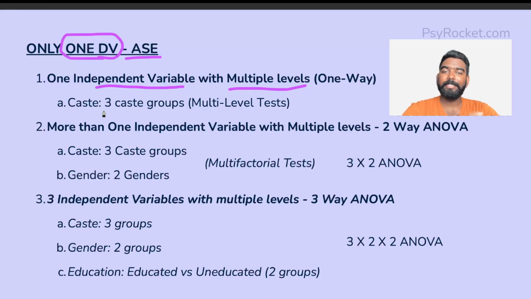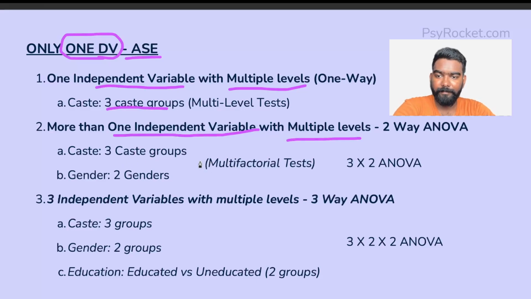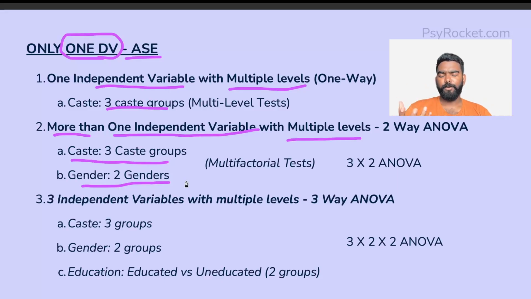Okay, see, previously I have shown only two caste groups. Now what I want to see is I want to check for the differences between three caste groups. And suppose in another case there is more than one independent variable. See, if there are more than one independent variable, suppose I want to see whether there is a difference between different caste groups, and I also want to see within those caste groups whether there is a difference in academic self-efficacy between different genders.